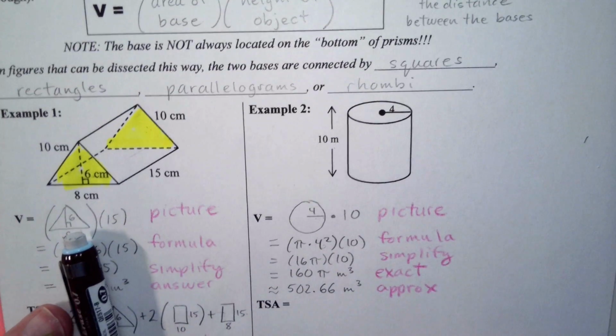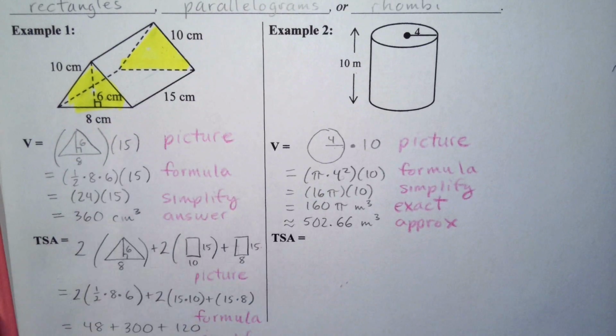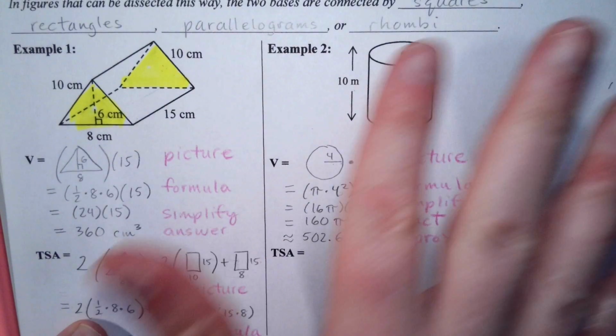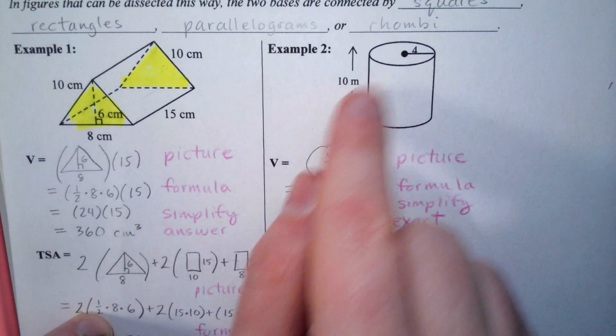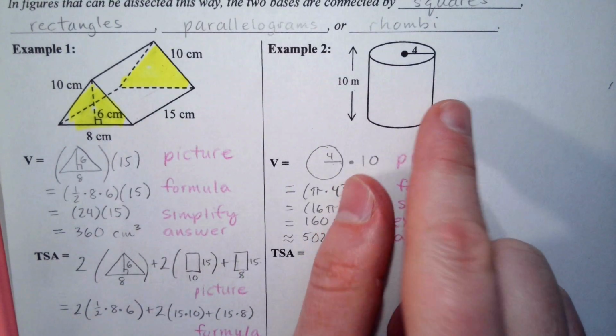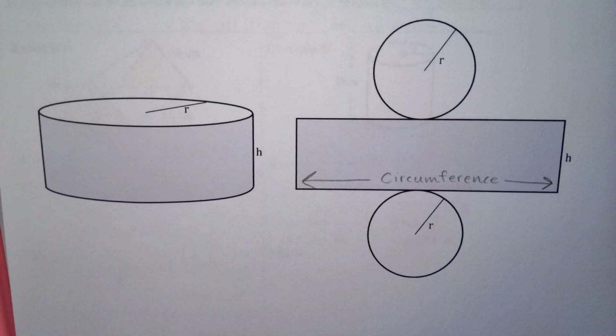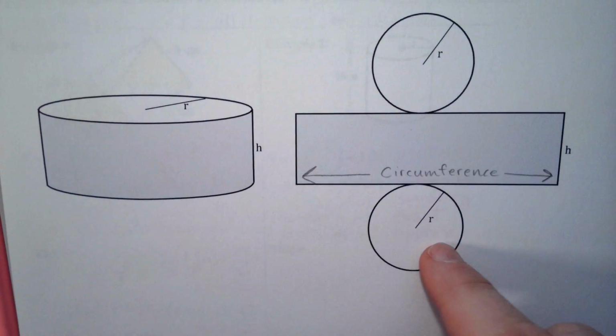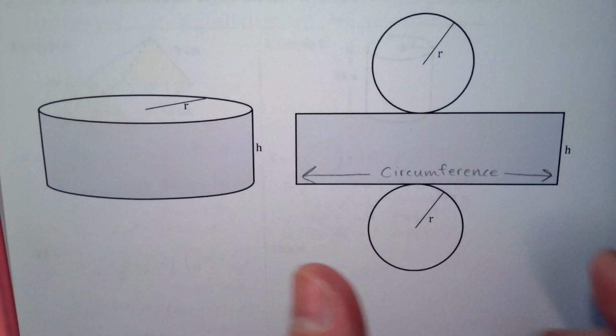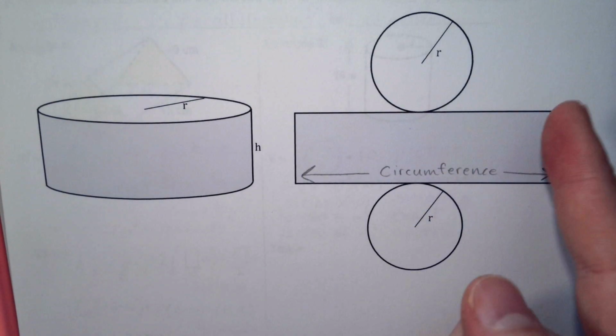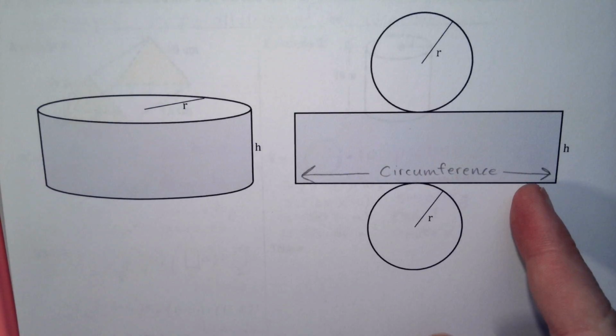Okay, the total surface area of a cylinder. Imagine that you were able to cut out the circles and you're left with a ring. Well, how do we find the area of that ring? Here is a cutout of a cylinder. So you have your 2 circles, and then if you were to take that ring and slice it straight down, you end up with a rectangle.